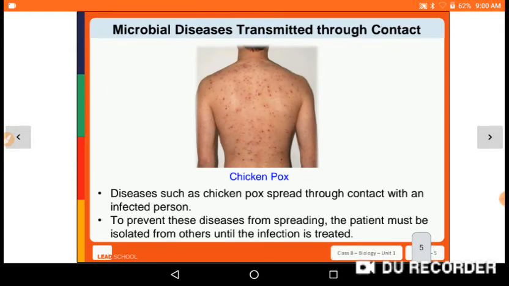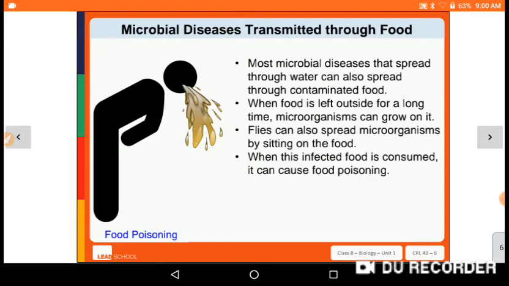Chickenpox, with the contact. A disease such as chickenpox is spread through contact with the infected person. If we touch that person, the chickenpox will transfer to us. So to prevent this disease from spreading, the patient must be isolated from others until the infection is treated. And then there is the transmission through food, which is food poisoning. Most microbial diseases that spread through water can spread through contaminated food.